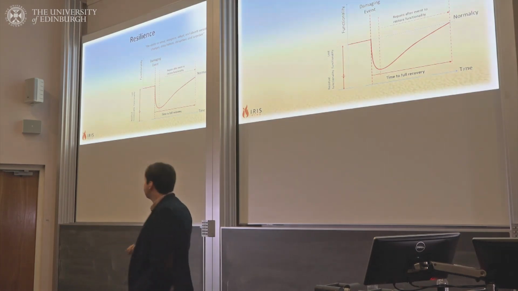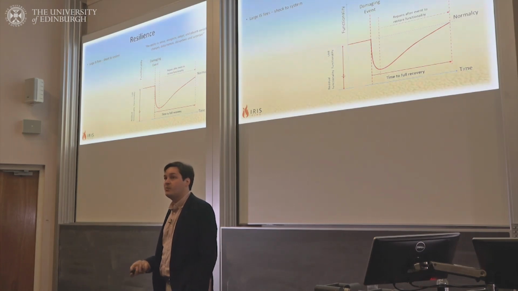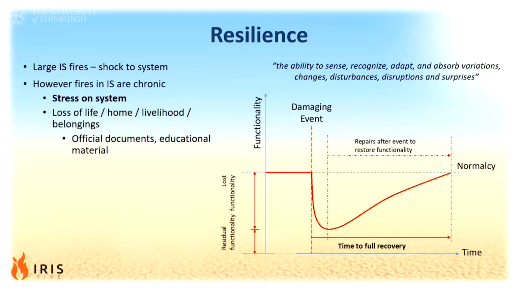And when we think about fires, those large fires are a big shock to the system, where we have a big dip in functionality for that community. But we also have lots of little fires, and those are stresses on the system, where the drop is a lot shorter, and those things happen more regularly. We do have losses of life and belongings. Things like official documents. So if you're trying to get money from the state, if you've lost your documents, that's going to affect your ability to function as a member of that society, community, and your family. So these little fires can have quite a significant loss in functionality for those who are affected by them.